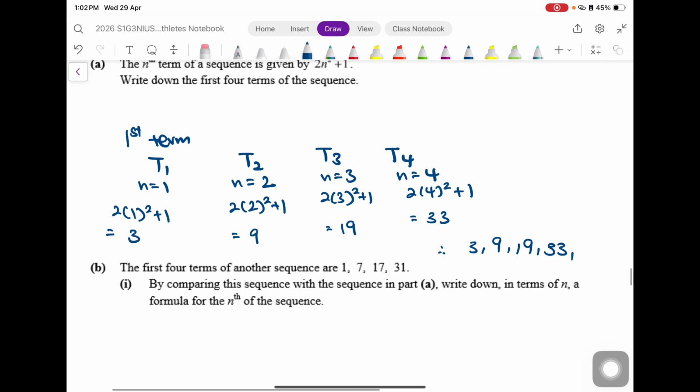Now, do I need to include a dot at the end? The answer here is no need, because they only ask for the first 4 terms.